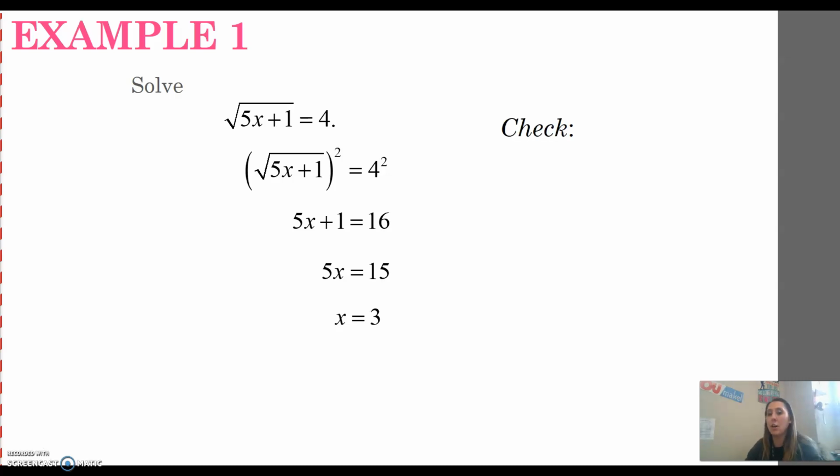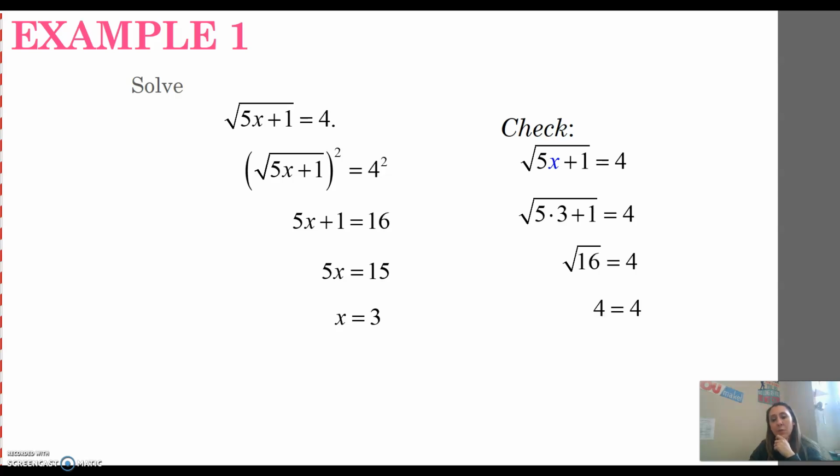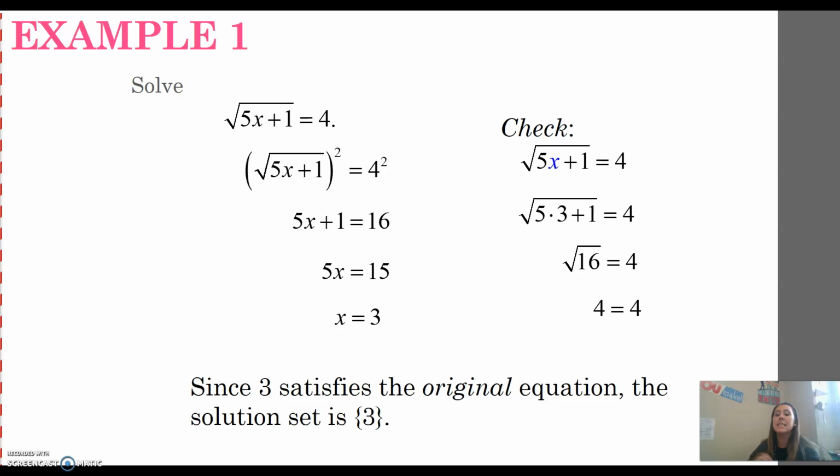But we need to check our work. We've got to plug it in. So everywhere we see an x, we're going to replace it with a 3. So that unit 2 that we did in functions is now coming into play. Now we know what x is. Let's figure out what our y is. So we get 5 times 3 plus 1 equals 16. The square root of 16 is 4. Does that equal 4? Yes, it does. Then our answer is going to be 3. In the homework, it'll ask you what is the solution set. It's just asking you for the answer. Make sure you check it.